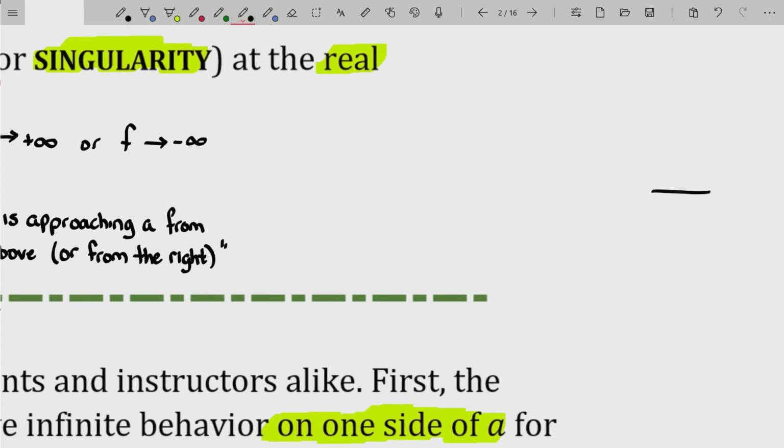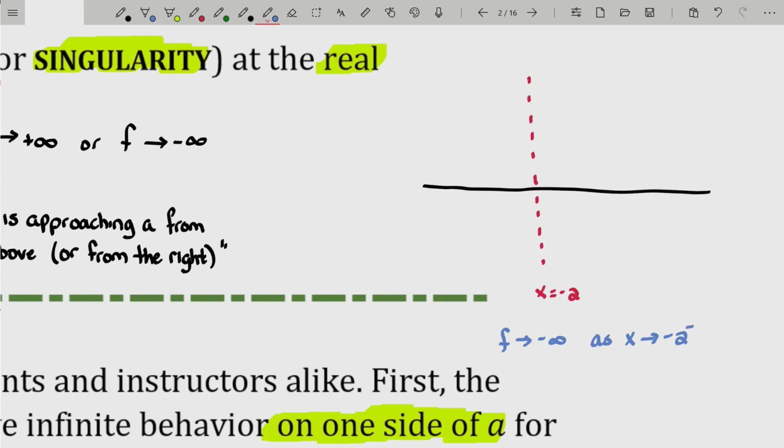So you could have a function, here's the x-axis, that has a vertical asymptote at some number. I'll just call this x equals -2. So let's suppose you have a vertical asymptote at x equals -2, and your function, let's pretend, has the following behavior. f goes to negative infinity as x approaches -2 from the left. So as x gets super close to -2 here, the function values drop down to negative infinity.